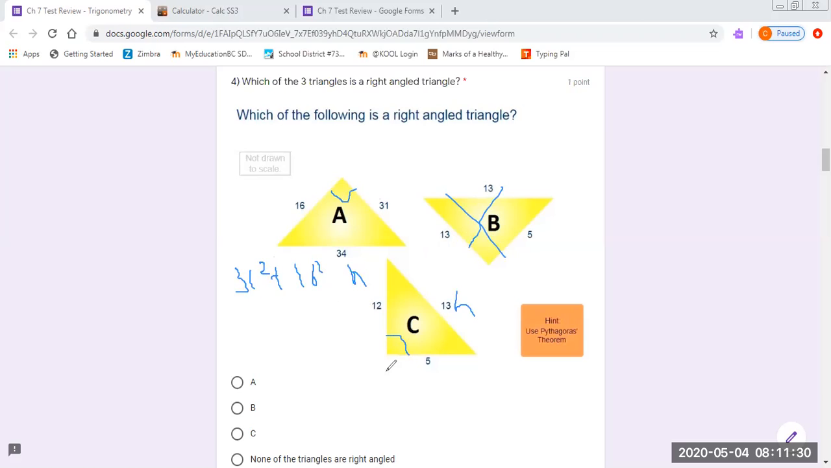And likewise, this one here, we would go 12 squared and 5 squared. And my mouse is not reacting properly here. Let me just give it a second. 12 squared plus 5 squared. So basically, we want to find out whether that's going to add up to 13 squared. And if that's the case, then that would be the right angle triangle. So let's plug these values into our calculator and see what happens.